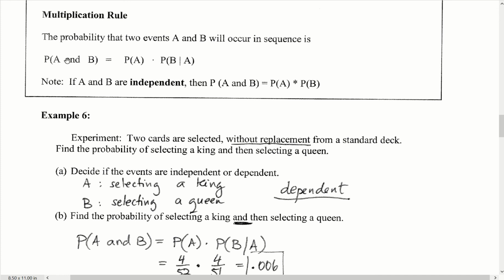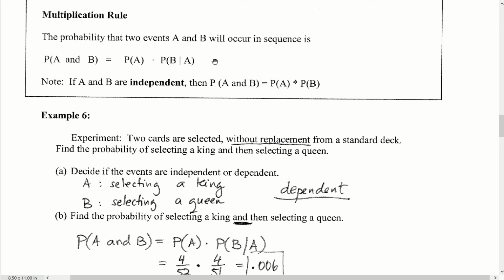If the A and B event happens, then first of all, A has to occur, but then in addition to that, we need B to occur after A has already taken place. And that takes place with probability B given A. So the probability of A and B is equal to the probability of A times the probability of B given A.